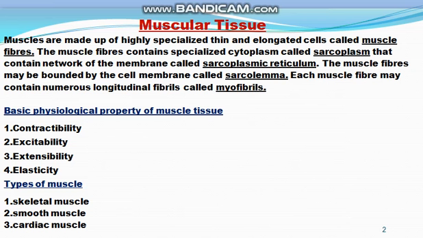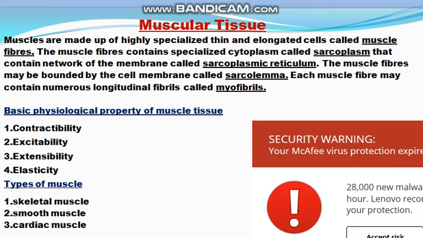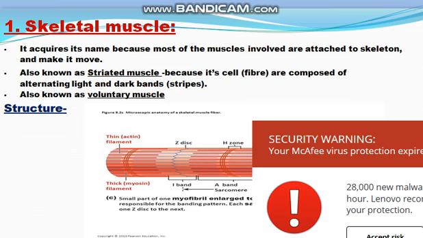And for the sake of study, we divide the muscular tissue into three types. There are three types of muscles on the basis of structure and function, and they are skeletal muscle, smooth muscle, and cardiac muscle. These are the three types of muscles. So we will study each type of muscle one by one. First of all, it is skeletal muscle.